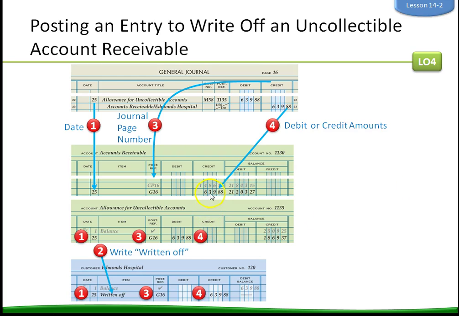Debit credit amounts, 1, 2, 3. So our debit for allowance for uncollectible accounts, allowance for uncollectible accounts, debit. Our credit, accounts receivable and Edmonds Hospital, credit, credit. Account balance, so do some math, do some math, do some math. That one should be 0 because it's written off. And then put your account number for accounts receivable and your account number for your customer number.